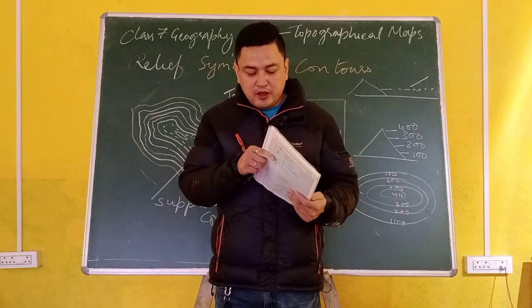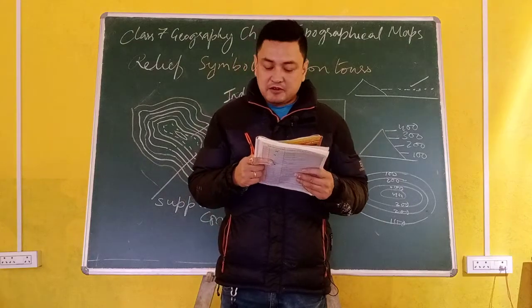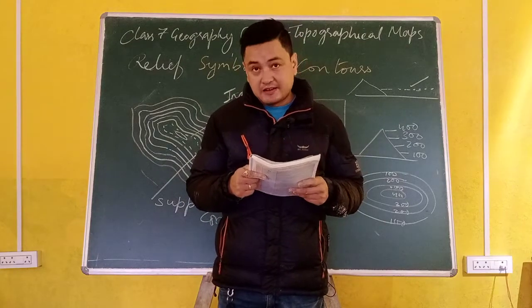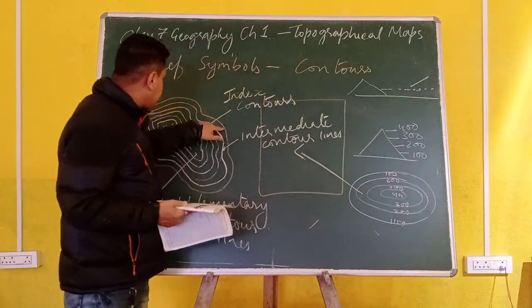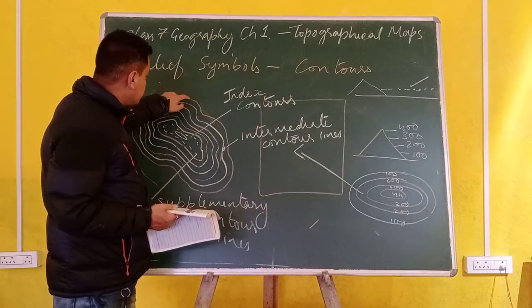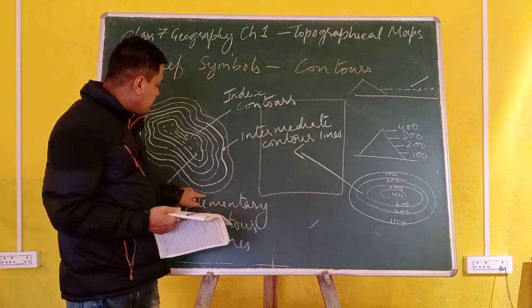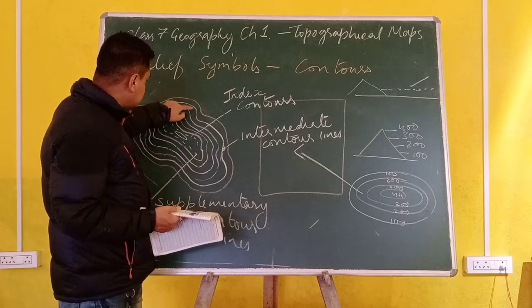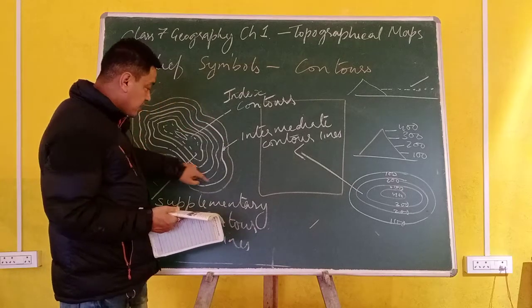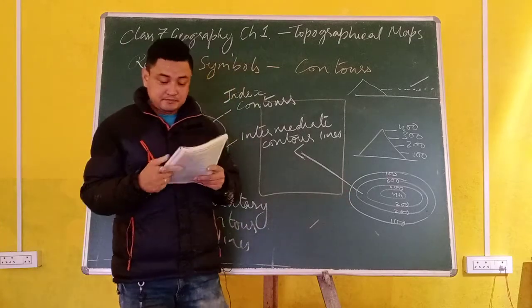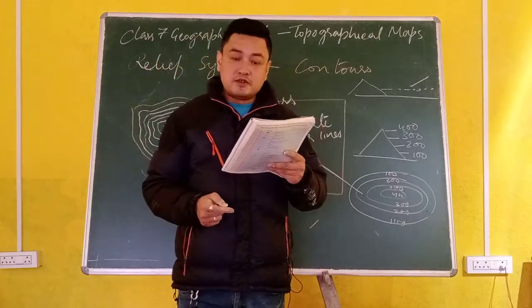Because each line represents the same elevation or level. So why does this line not join with this line? Because it shows the same height of this particular area, like this one. Okay. Now we are moving on to conventional symbols.